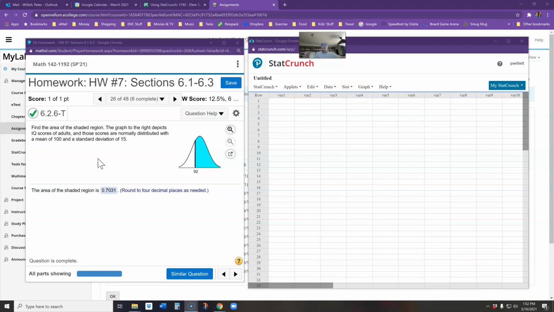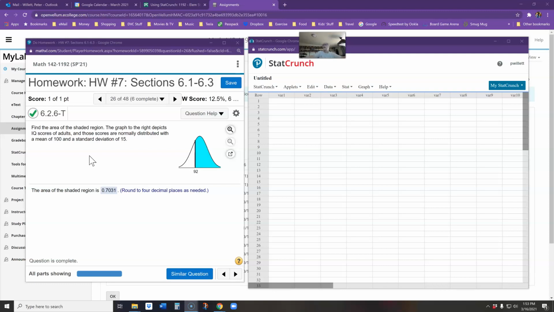In a standard normal distribution, the mean is always 0 and the standard deviation is always 1. But in the real world, most things aren't like that. Lots of things are normally distributed, but they have some particular mean and some particular standard deviation. So what we want to see is how to work problems with non-standard normal distributions. This is from section 6.2, and I'm using problem number 26 from the homework as an example.